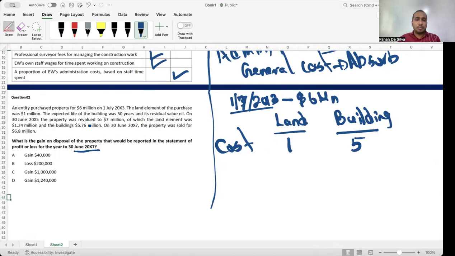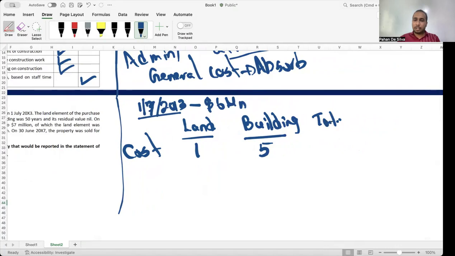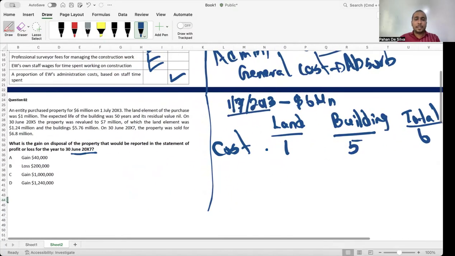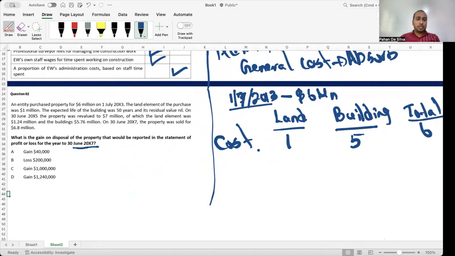So let's move on. On 30th June 2015, the property was revalued to 7 million. In order to make revaluation things easy, I will take the total as well. Now the cost of the land is 1 million, cost of the building is 5 million. Accordingly, the total is 6 million. Right. Now what happens? On 30th June 2015, this property has been revalued to 7 million.